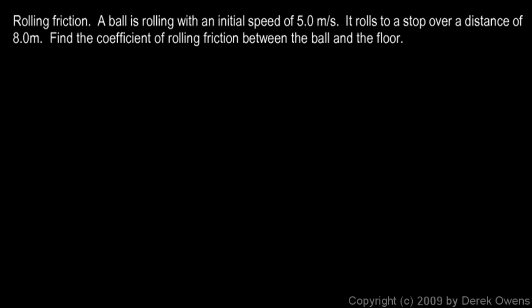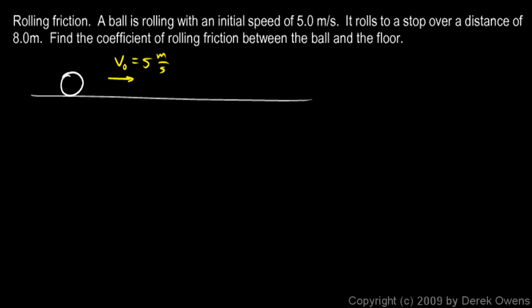Here's an example that deals with rolling friction. A ball is rolling with an initial speed of 5 meters per second. It rolls to a stop over a distance of 8 meters. So here the initial velocity is 5 meters per second, and it rolls over here, gradually slowing down, and ends up over here 8 meters away. We're told to find the coefficient of rolling friction between the ball and the floor.